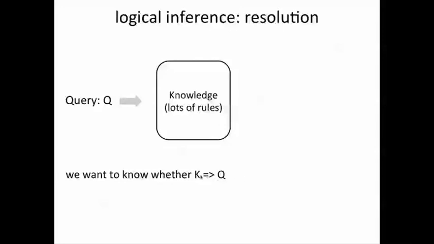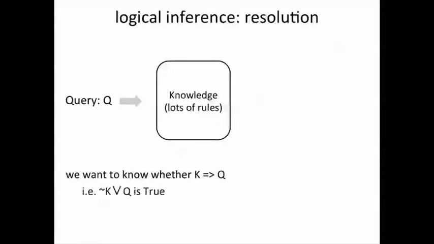So K implies Q means finding ways to assign variables to all the unknowns in this query so that it actually turns out to be true given all the knowledge in your knowledge base. So resolution involves, as we have seen before, both entailment, which is logical inference, as well as unification, which is replacing any variables in the query by actual values.